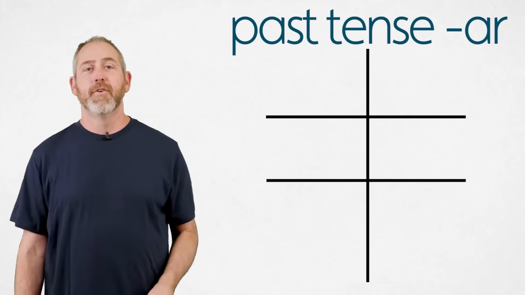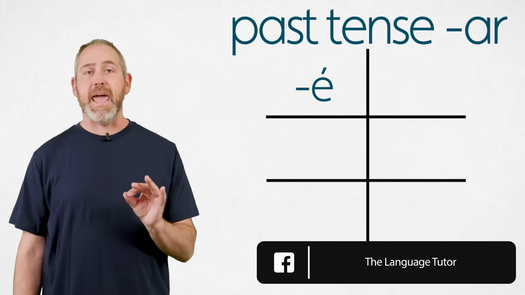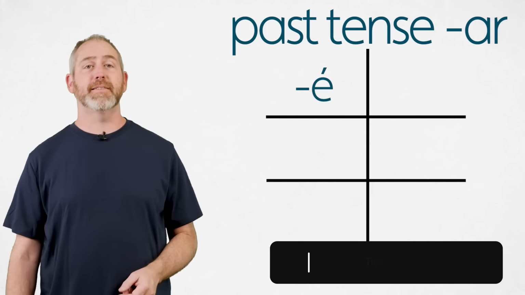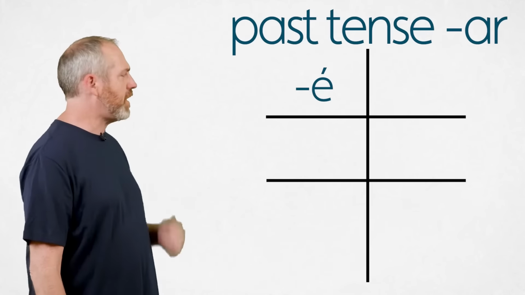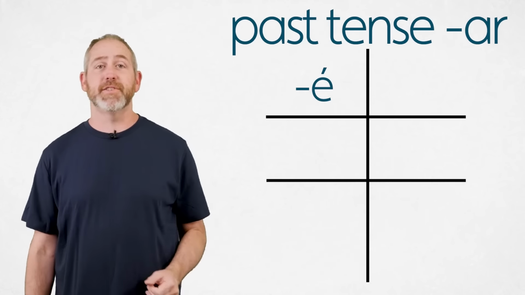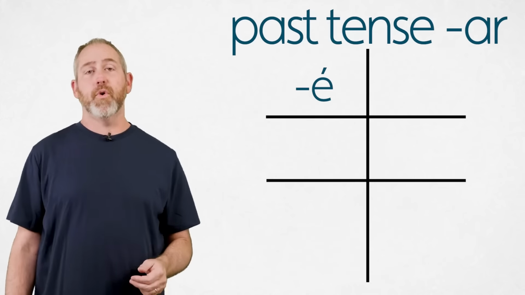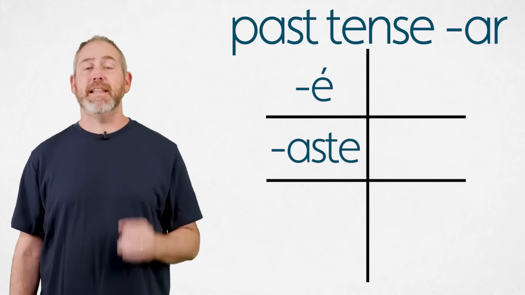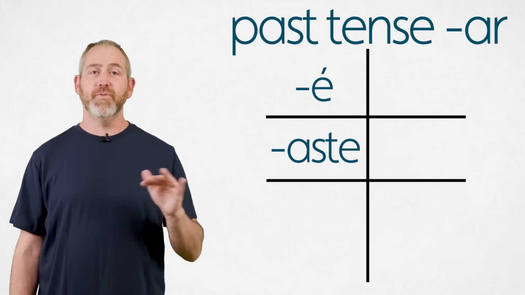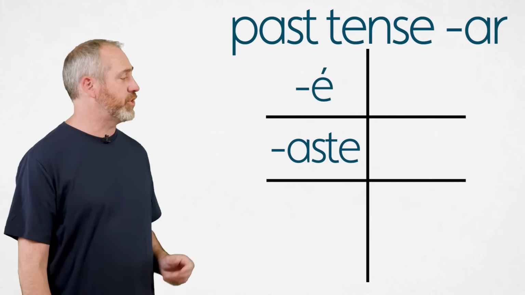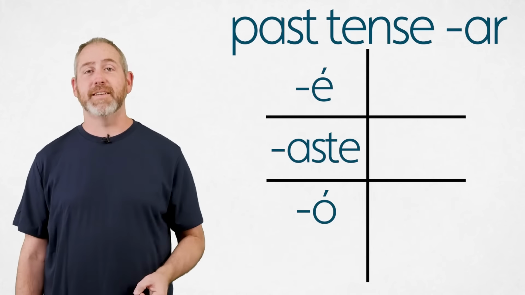So up there for the yo form in the top left, let's put the letter E with an accent. We're going to put an accent on this one and the bottom left in just a minute. So we got an E with an accent. That's our first ending. That's the one that goes with yo. Now let's move down to the tú form. We're going to put aste, A-S-T-E. And now let's move down to the él, ella, usted form. And we're going to put an O with an accent.